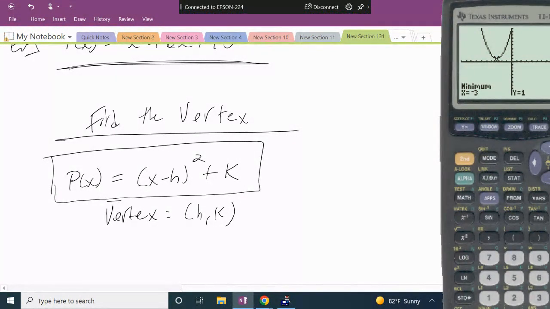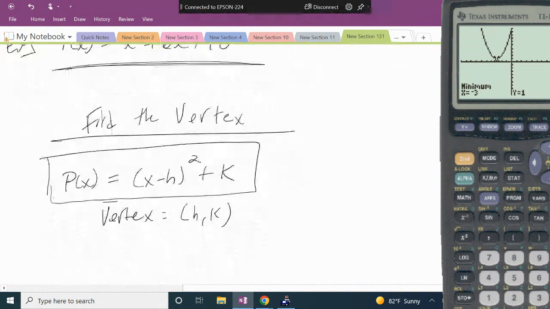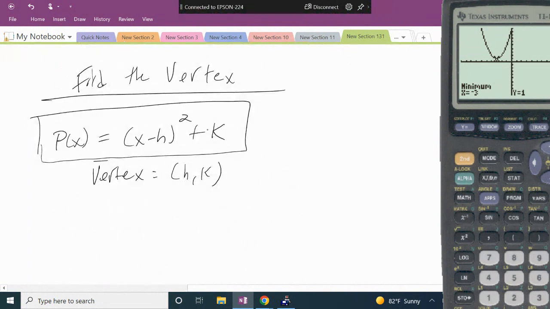So what we're going to do from this point is take this equation, x squared plus 6x plus 10, and write it in this form, P of x is equal to x minus h quantity squared plus k. And from that form, we're going to pull out the vertex.